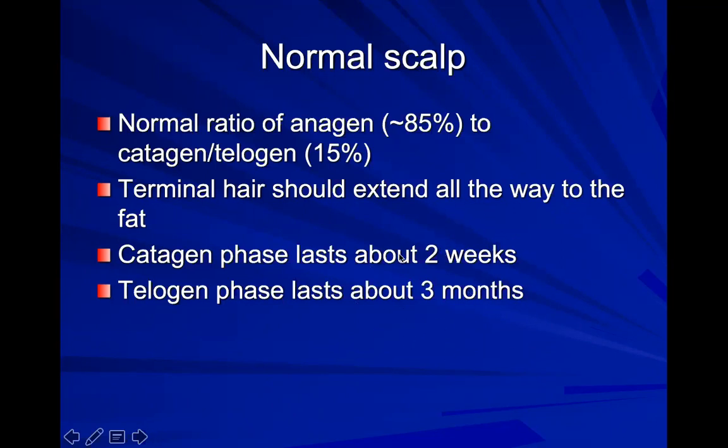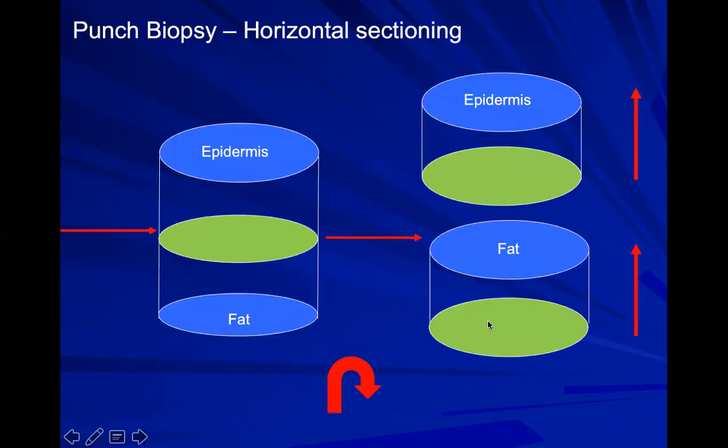For example, after a stressful event, we always tell people about 3 to 4 months later, they're going to notice their hair loss because the hair transitions to the catagen phase, and then it takes another 3 months for it to actually fall out. So this is horizontal sectioning of the biopsy.